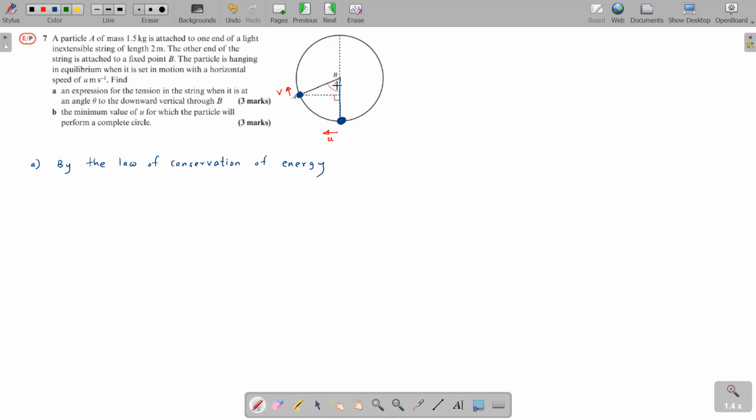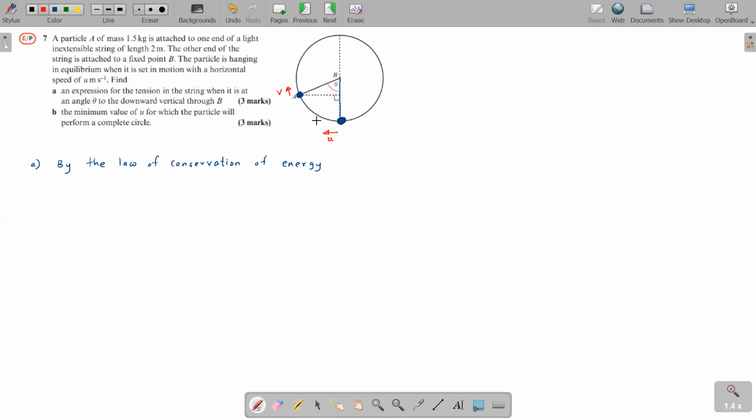So when you set it in motion, it's going to move in this path. Can you guys see? It's going to move in this path, and we are particularly interested in the point where the particle has turned through an angle theta. When you're at this position, they're asking you to find the tension. First things first, let's apply the law of conservation of energy, so initial energy is equal to final.